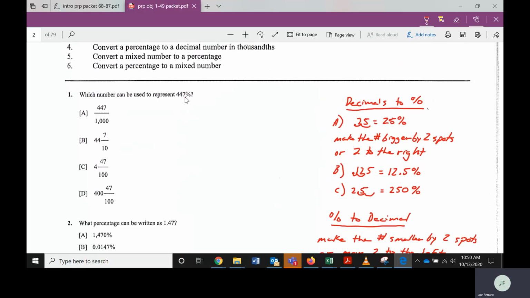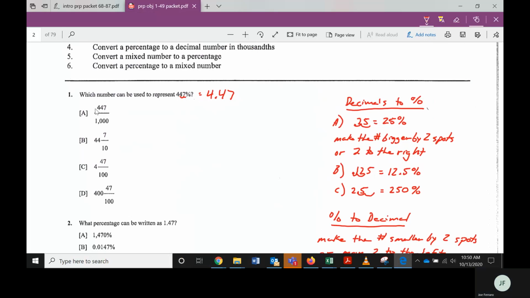So if we start right here, we go 1, 2. That is equal to 4.47. So we make it smaller by 2 spots. Now with multiple choice, this should even be pretty easy. We have 4 point something. That means the whole number part is 4.